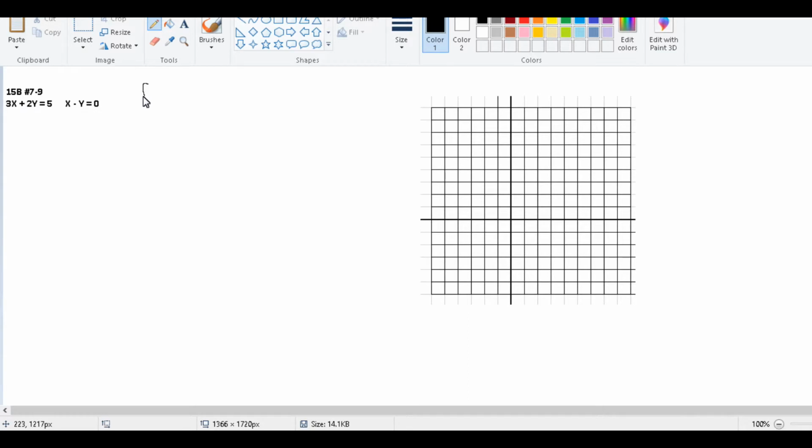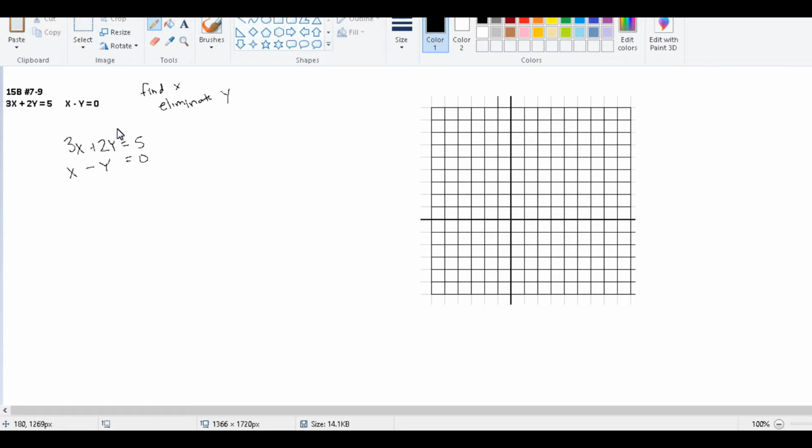So if we want to find x, that means we want to eliminate our y. So here, if we were to line up these equations, we have 3x plus 2y is equal to 5, and we have x minus y is equal to 0. If we add these up, we get a y and we get a 4x.